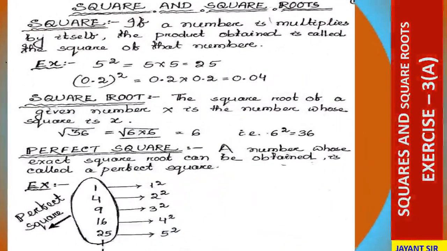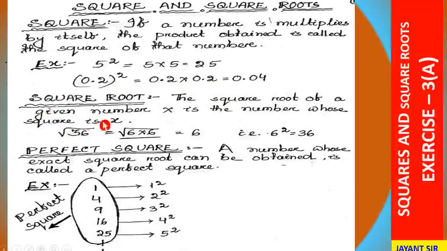What is square? If a number is multiplied by itself, the product obtained is called the square of that number. For example, 5 squared equals 5 into 5 equals 25. Like that, 0.2 squared equals 0.2 into 0.2 equals 0.04. It's square.